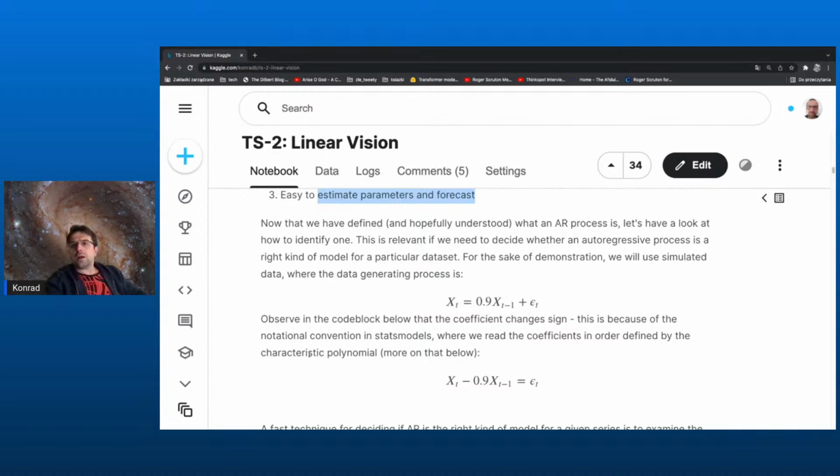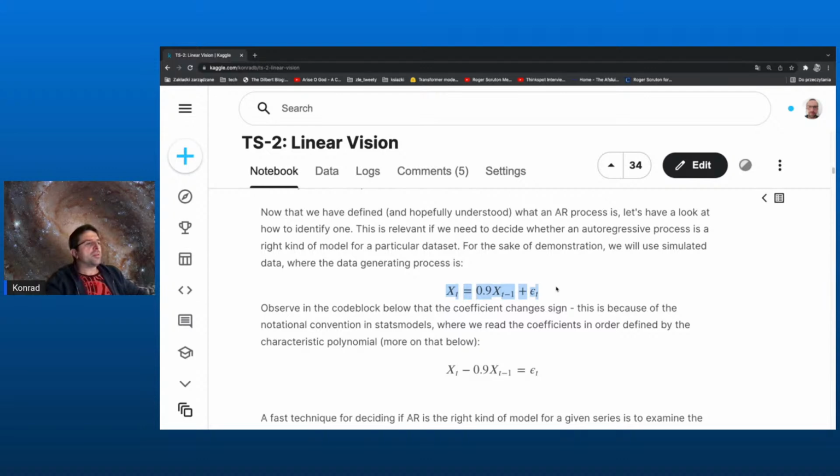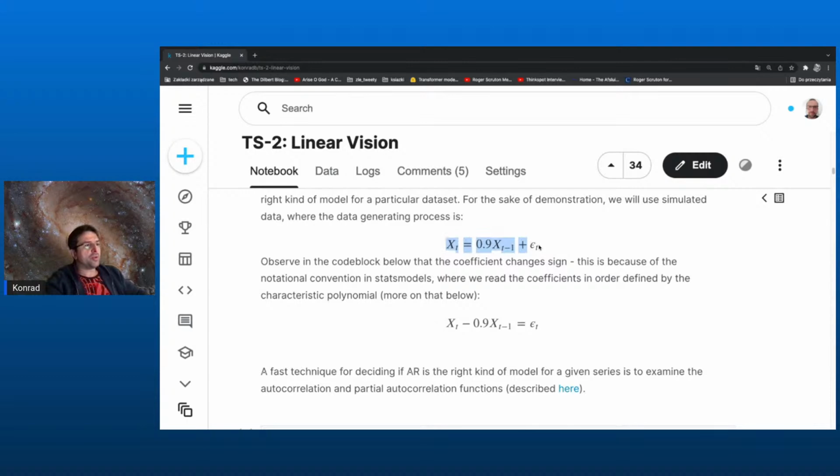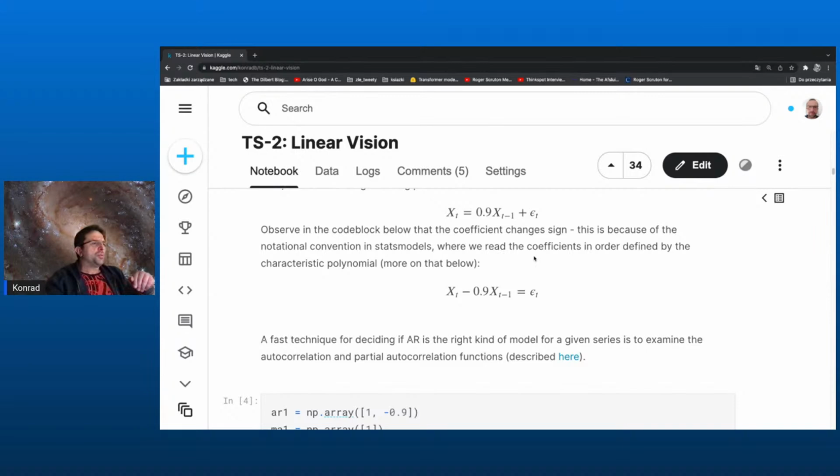Accelerating a little bit. Let's say we have a single process like this. X_t equals 0.9 times the previous value, plus epsilon. You need to pay a little bit of attention to sign changes when you have something that implements ARIMA processes in an automated fashion, because sometimes people mess around with the signs. Pro tip.